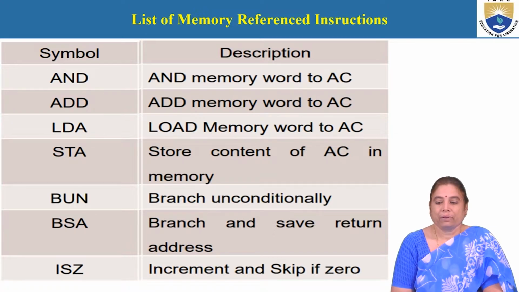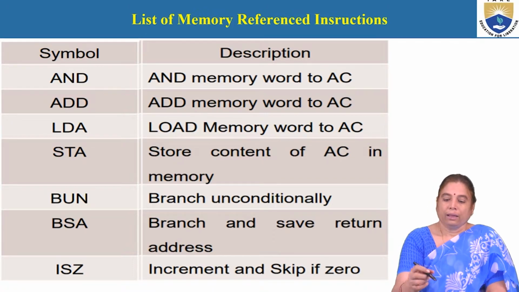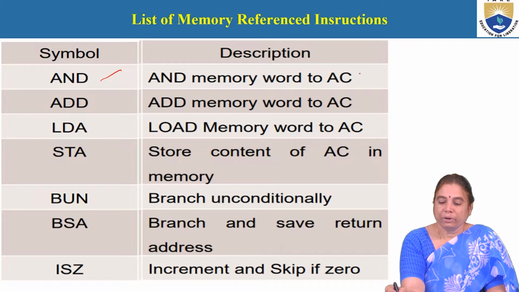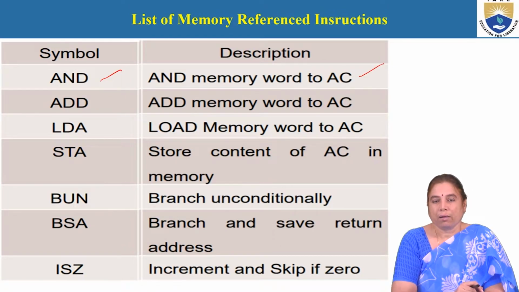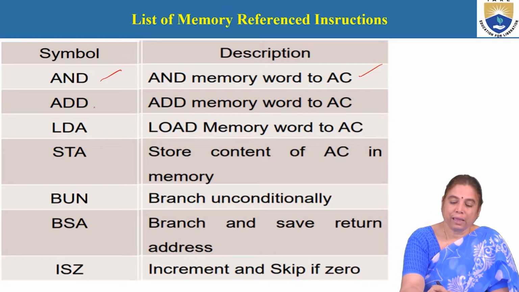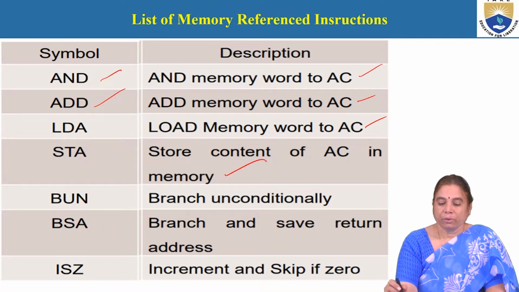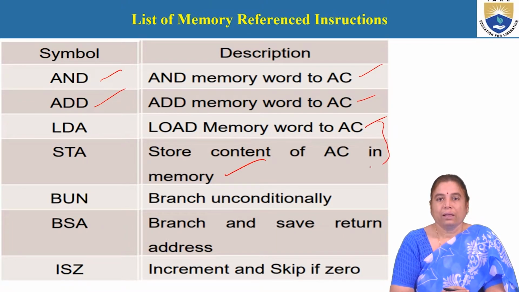The list of memory reference instructions: the mnemonic AND is used to AND a memory word to the accumulator. The logical AND operation is applied between the word fetched from the memory and the accumulator. The second operation is ADD: add memory word to the accumulator. Next, LDA: load memory word to the accumulator. STA: store the content of the accumulator in the memory. So these two are used to perform the read and write operations from the memory.